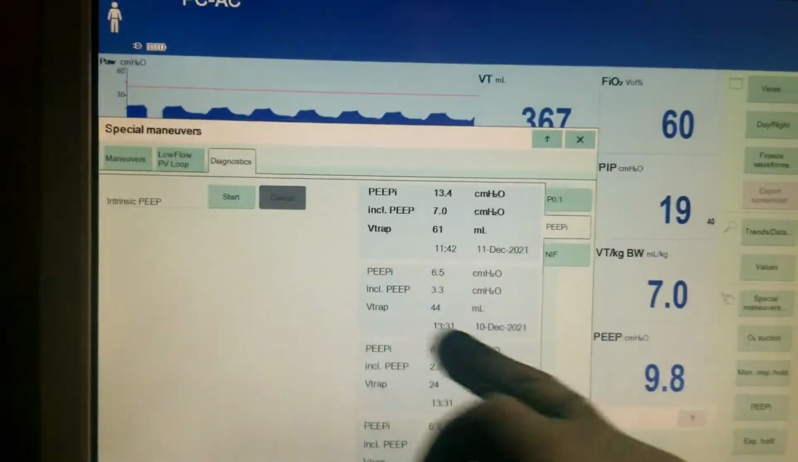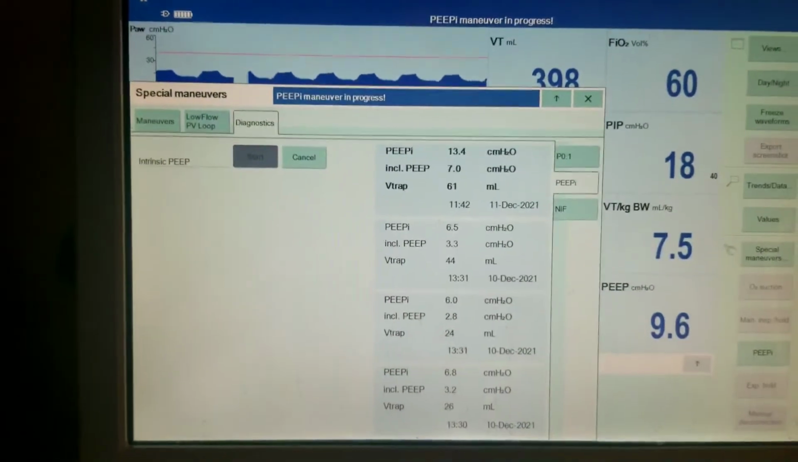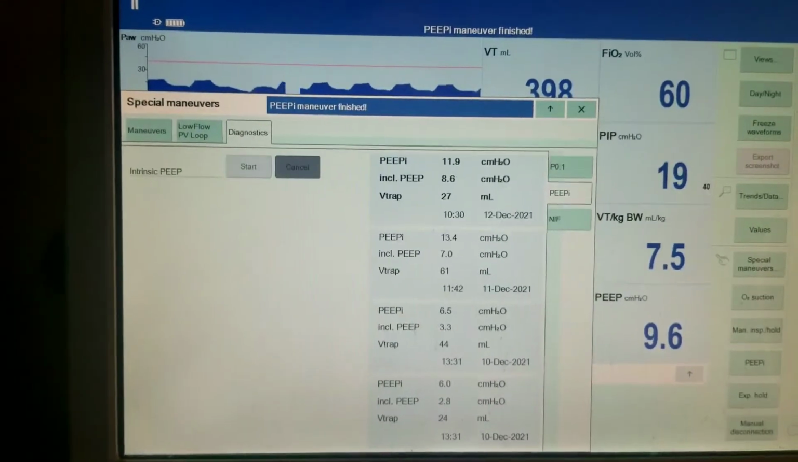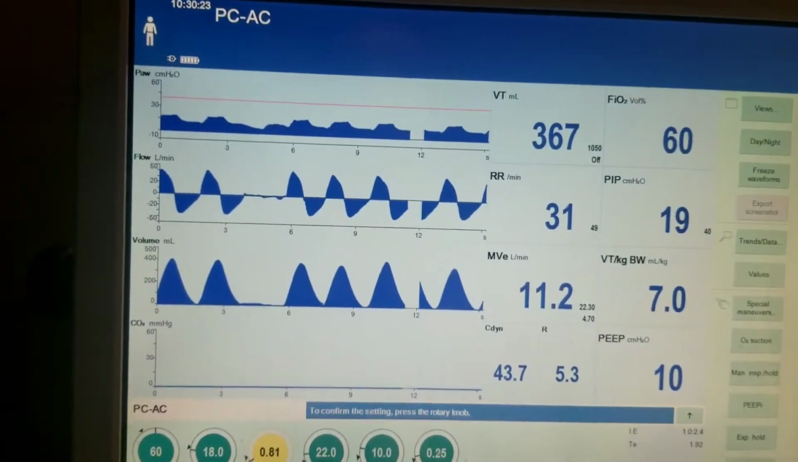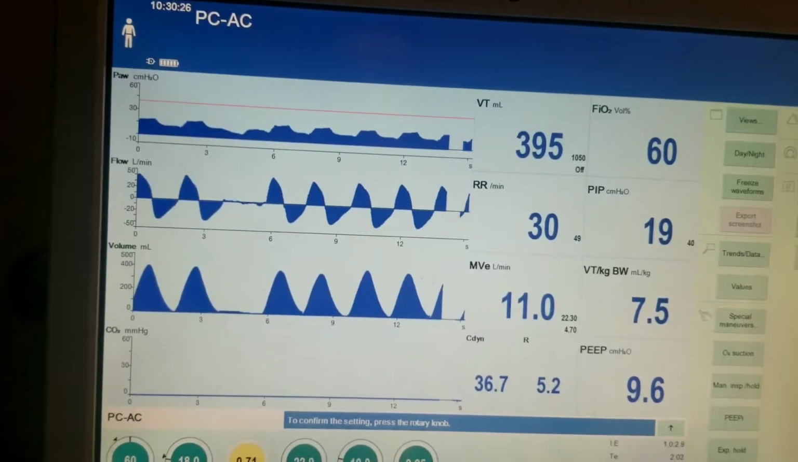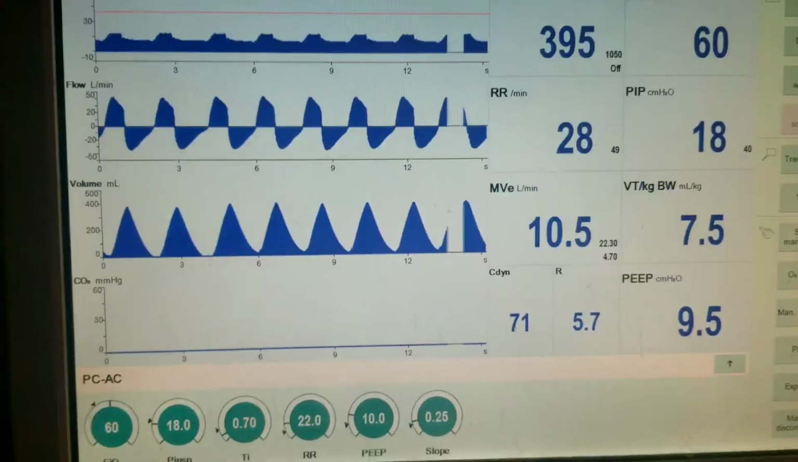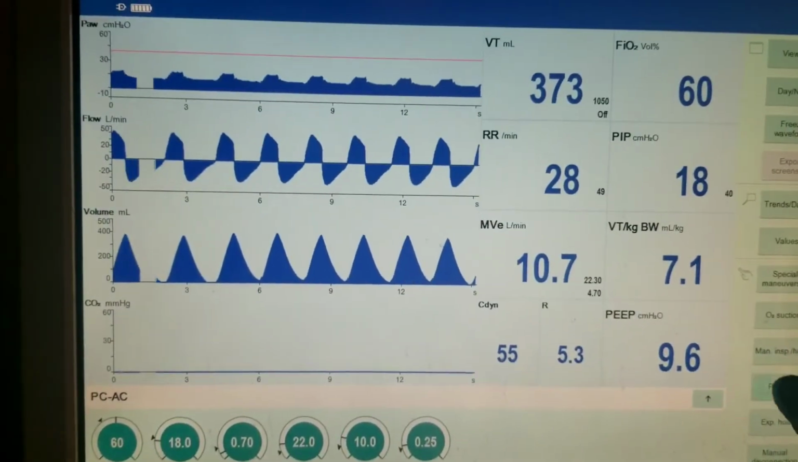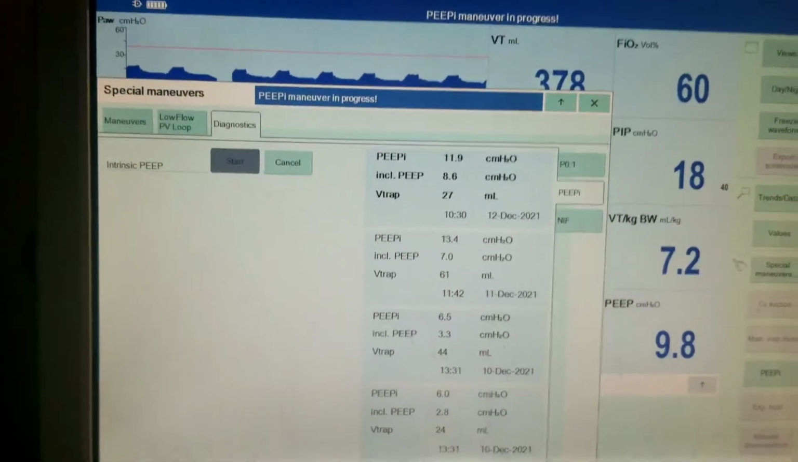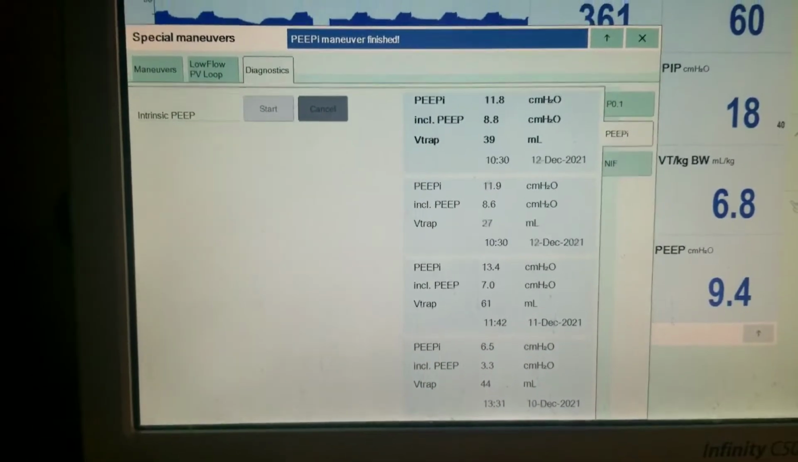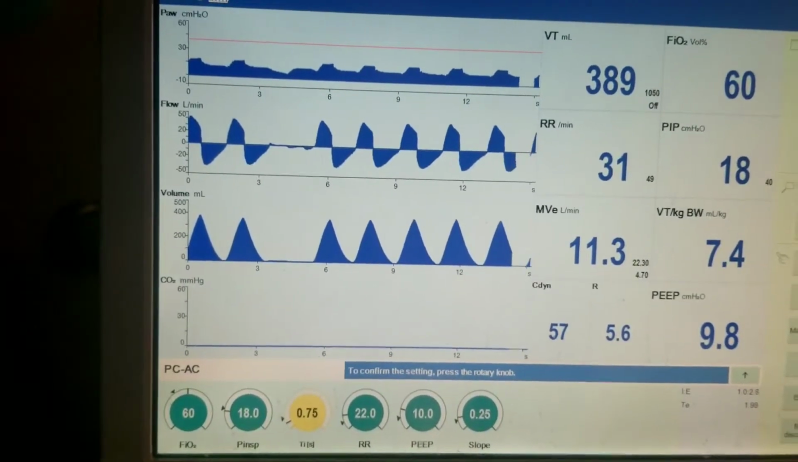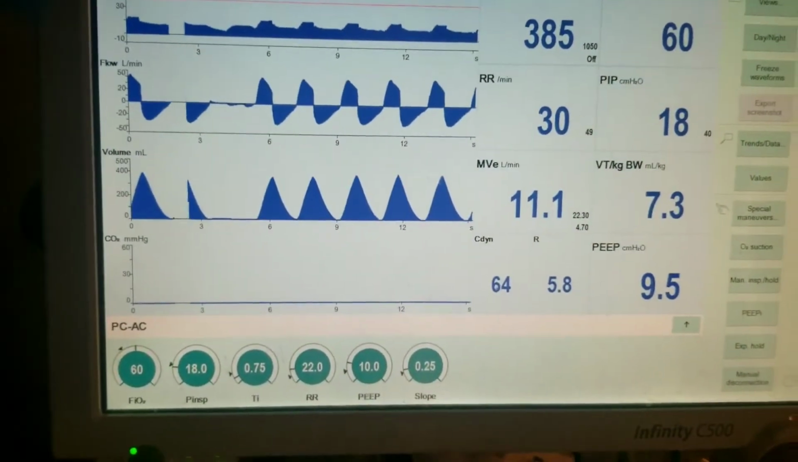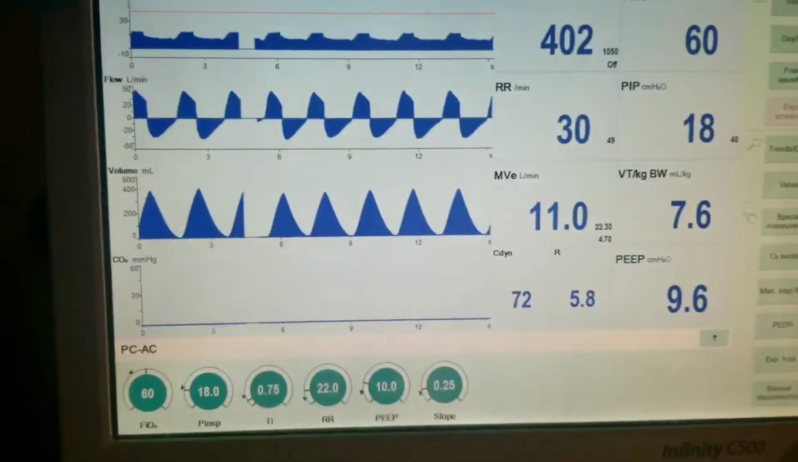Let's do auto PEEP. 11.9 total. Give it a few breaths. Do another auto PEEP measurement. Pretty much the same at the moment. So let's leave this around 7.5. Didn't make much of a difference. She seems comfortable with the previous longer inspiratory time.